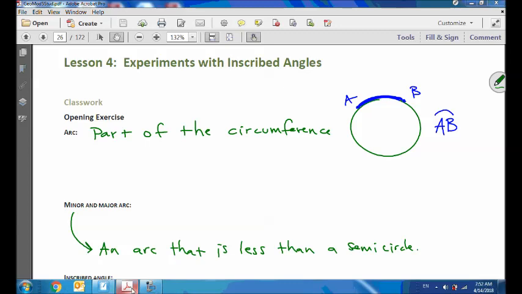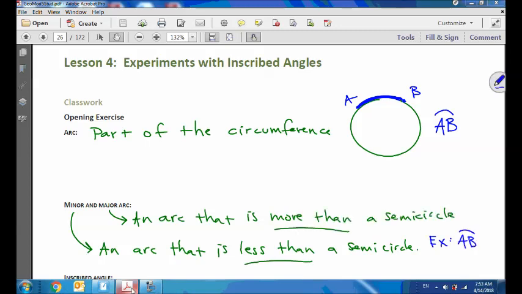For example, arc AB is a minor arc because based on this picture, if it was drawn to scale, it would be less than a semicircle. A major arc would then be an arc that is more than a semicircle. Okay, so the example of a major arc would be this arc right here. But we have a bit of a problem because I can't call that arc AB because I've already defined the minor arc to be arc AB. And so for a major arc, I have to use a third point when naming it.